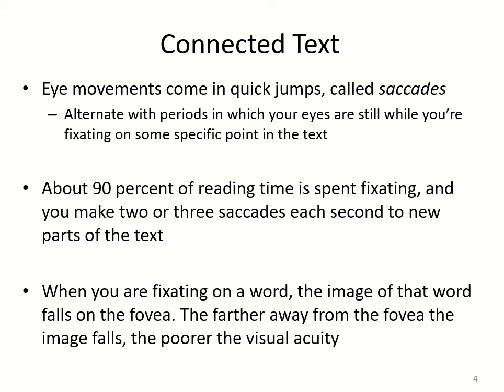part of the text. Importantly, when you're fixating on a word, the image of that particular word falls right on your fovea, that spot in the back of our eyeballs where there's the highest density of cones, high acuity, and you get very good processing there. The farther away from the fovea a word falls, the poorer the visual acuity, and therefore the harder it is to actually really fully comprehend what the word is actually stating.